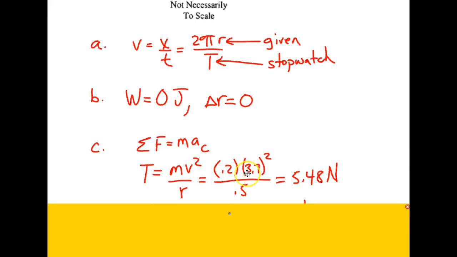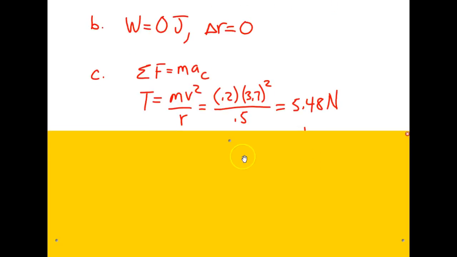We know the mass is 0.2. They gave you the speed is 3.7. Don't forget to square it, and the radius of the circular path is 0.5. So the tension is given to be 5.48 newtons. They did a good job in this question of all your data being to 3 digits. So your answer here should be to 3 digits.